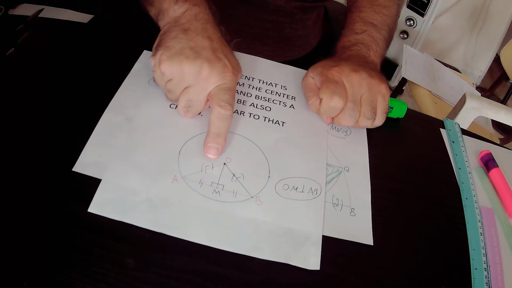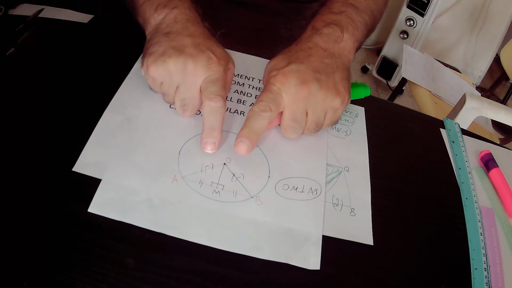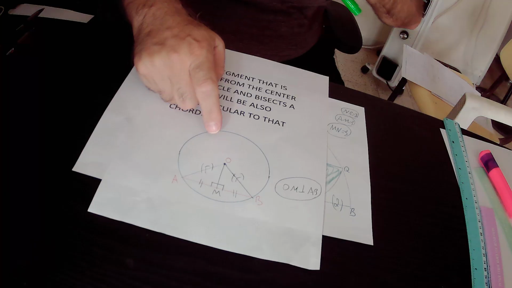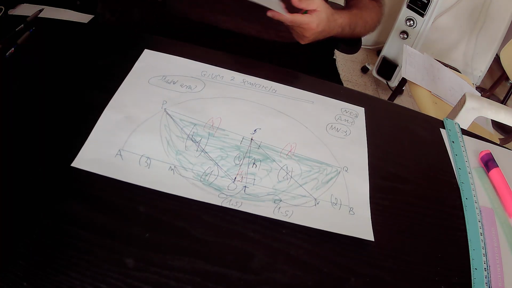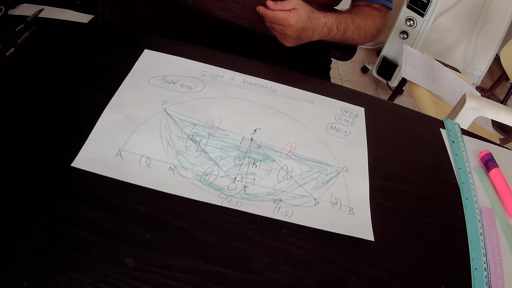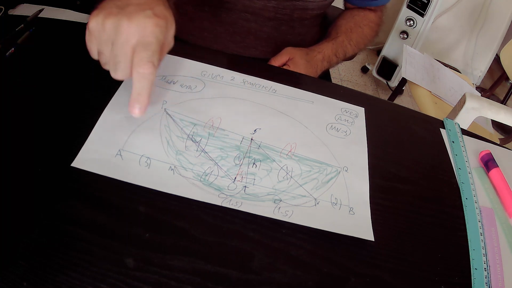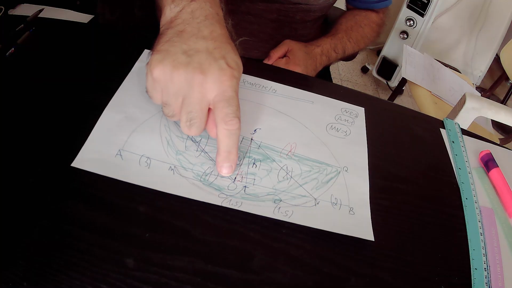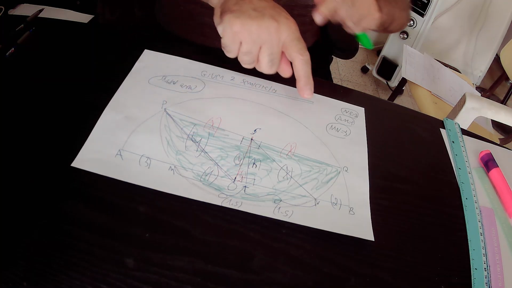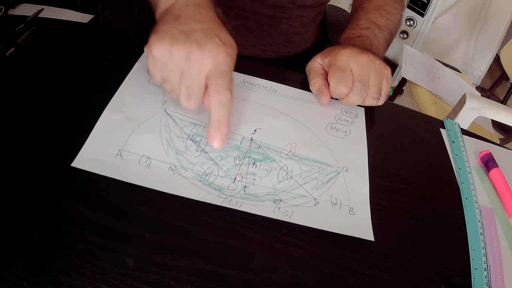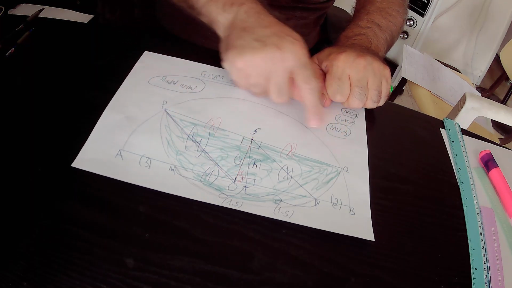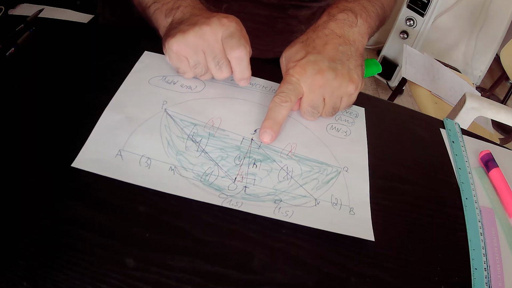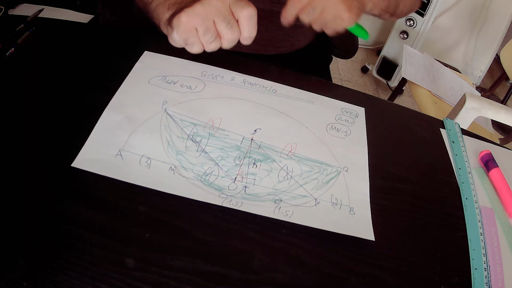If OM is perpendicular to AB, it means that this angle equals 90 degrees, and this angle also equals 90 degrees according to rule 30. We already implemented rule 30 in our drawing. We have line segment OS that is drawn from the center of this big semicircle. Line segment OS bisects chord QP. Therefore, line segment OS must also be perpendicular to PQ. So this angle equals 90 degrees, and this angle also equals 90 degrees according to rule 30.